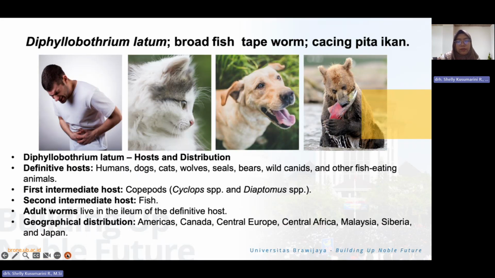Diphyllobothrium latum has definitive hosts such as human, dogs, cat, wolf, and other animals that eat fish. The first intermediate host we call copepods, and the second intermediate host may be fish, and the adult worm lives in the ileum of the definitive host. And about geographical distribution, it occurs across a lot of countries, maybe America, Central Europe, Malaysia, Indonesia, Japan.